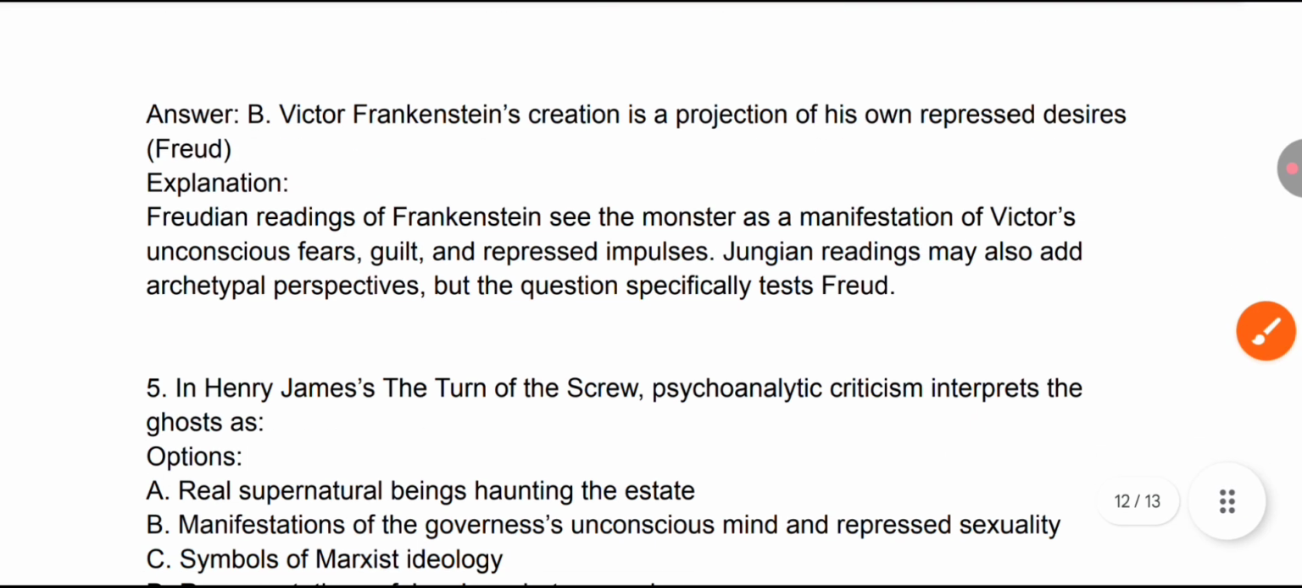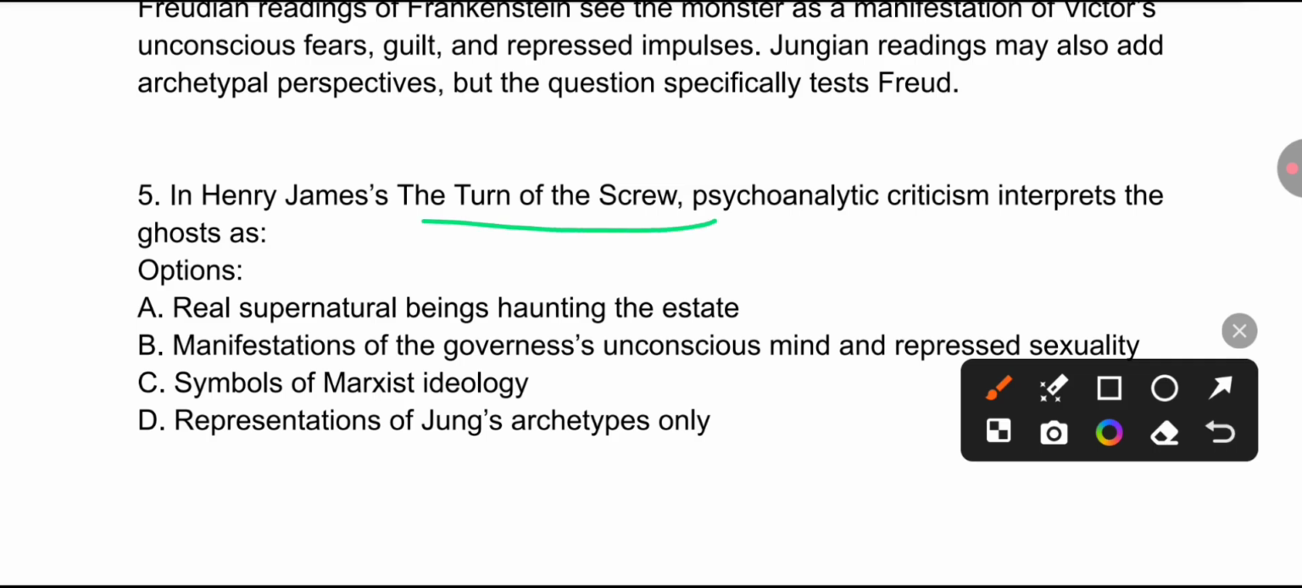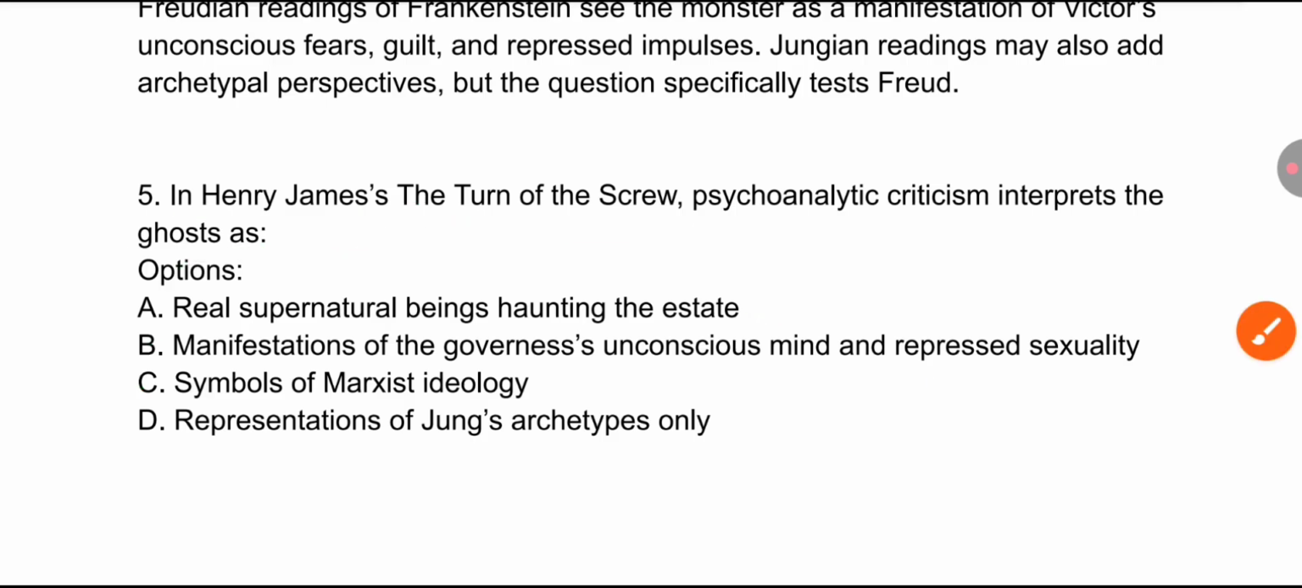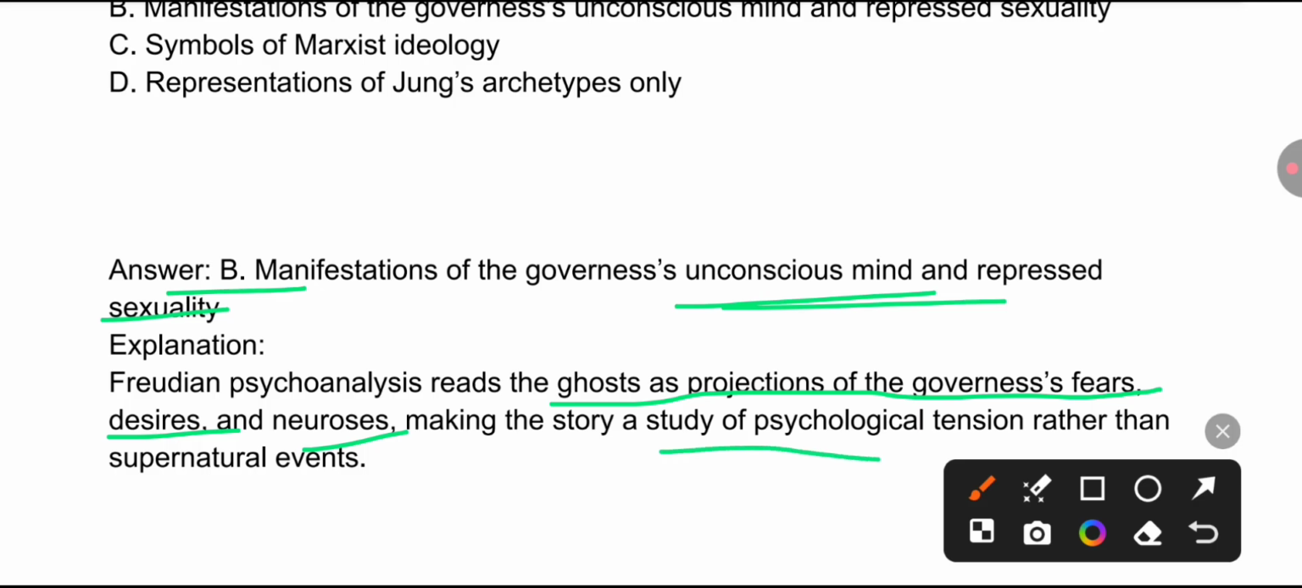Now, another question that you can face. This is for practice. You can know which type of question you will face. In Henry James' The Turn of the Screw, psychoanalytic criticism interprets the ghost as option A, real supernatural beings haunting the estate. Option B, manifestation of the governess's unconscious mind and repressed sexuality. Option C, symbols of Marxist ideology. Option D, representations of Jung's archetypes only. Correct answer. The correct answer would be option B, manifestations of the governess's unconscious mind and repressed sexuality. Freudian psychoanalysis reads the ghosts as projections of the governess's fears, desires, and neuroses, making the story a study of psychological tension rather than supernatural events.